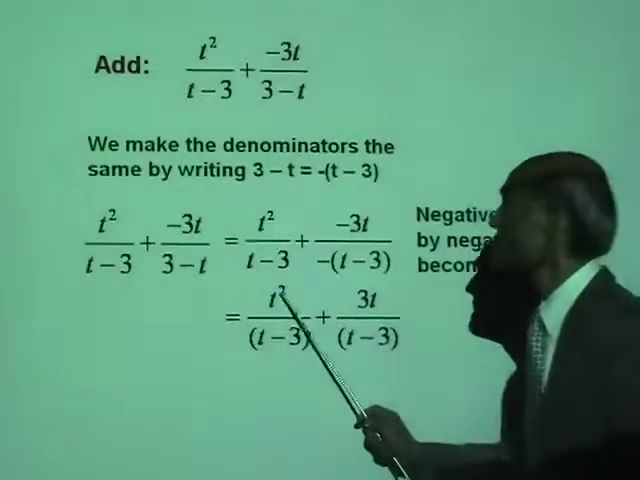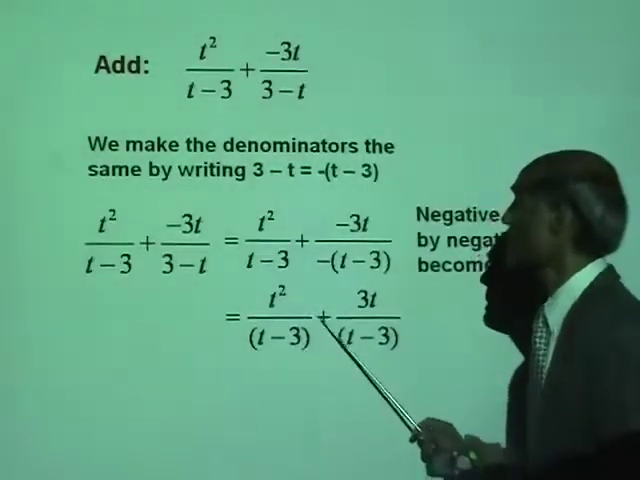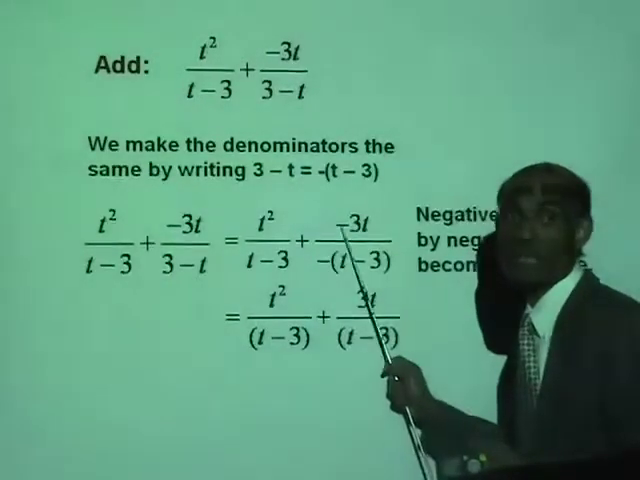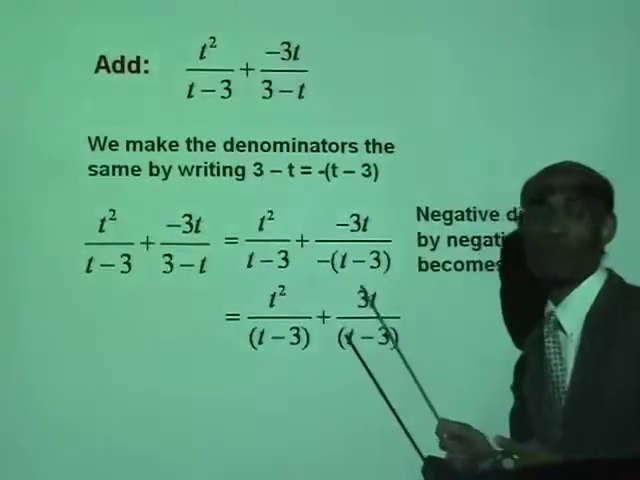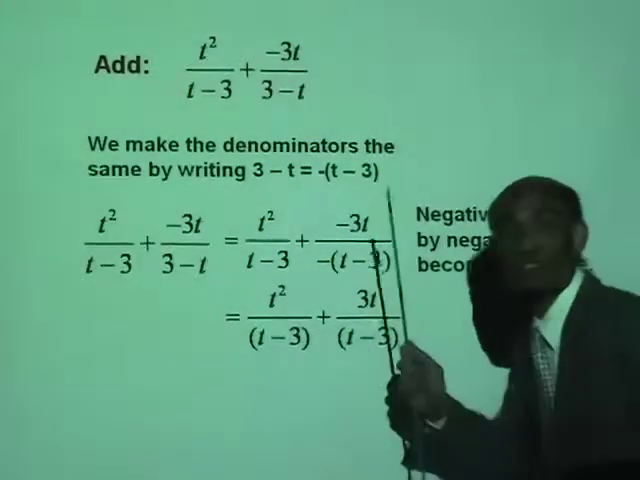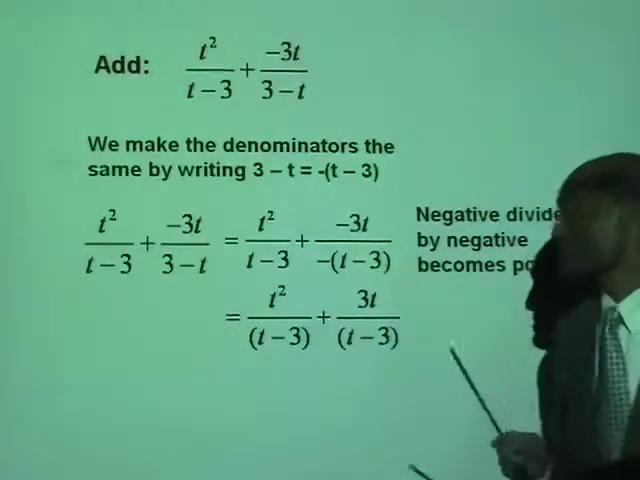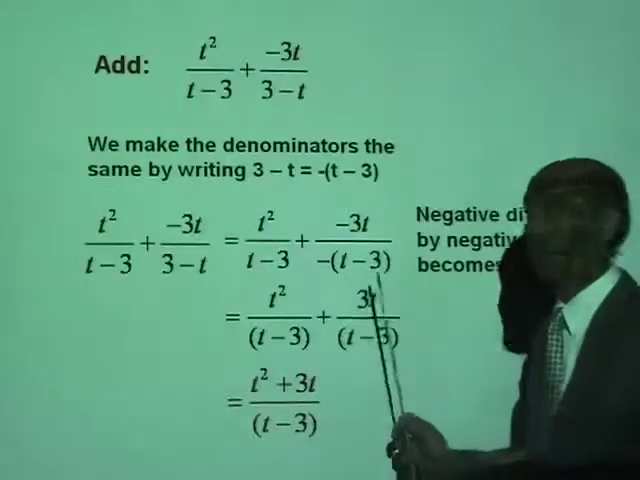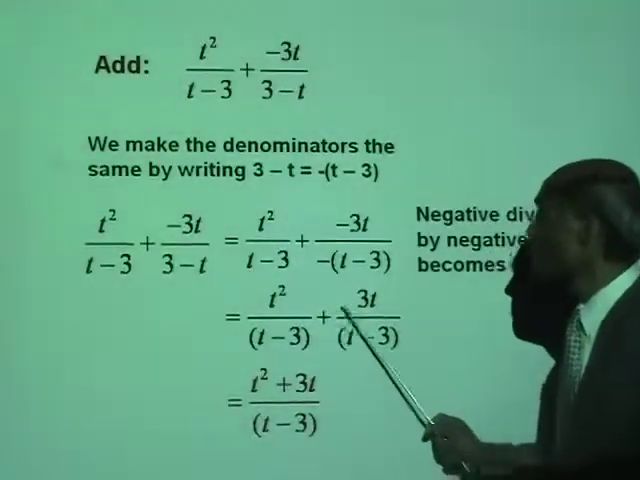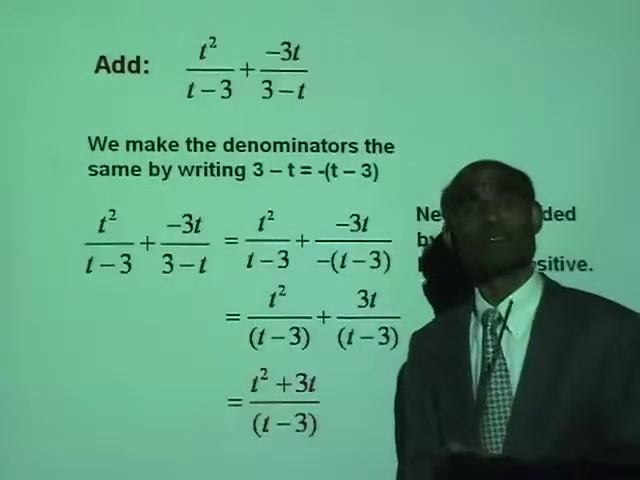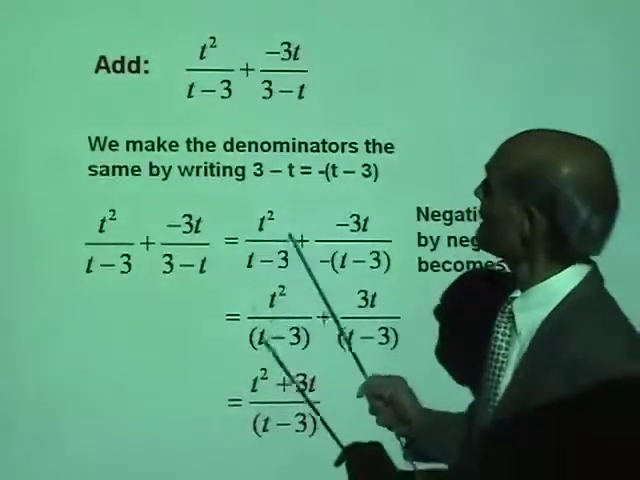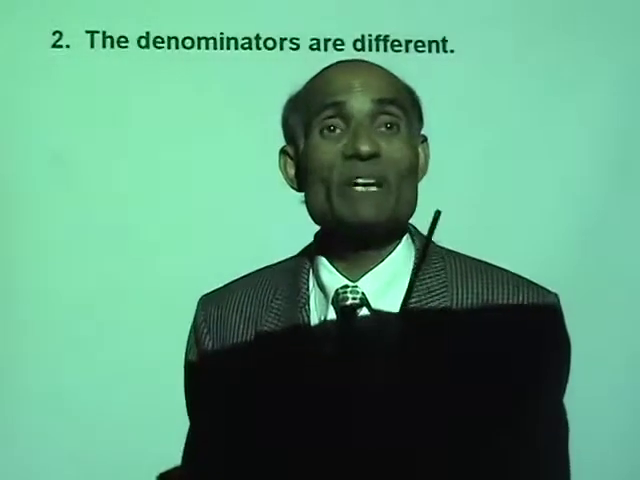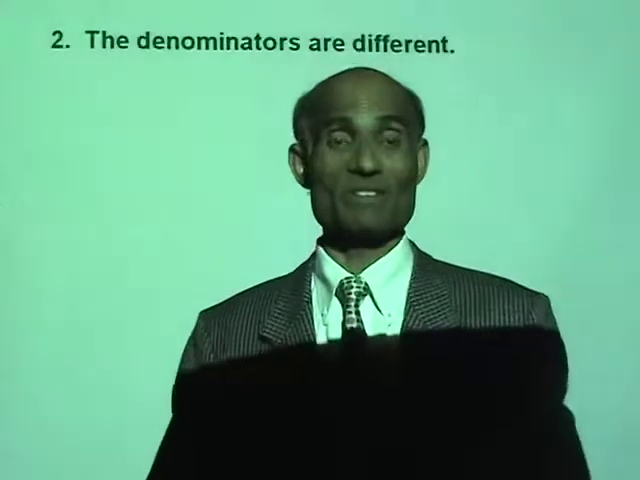So this will be t squared over t minus 3 plus 3t over t minus 3. I hope you understand that particular example. And now we have the denominators the same. That means that is the same as the LCD. So the LCD is t minus 3 and the numerator is t squared plus 3t. Became very simple. Okay, let's now go and talk about what we do when the denominators are different.